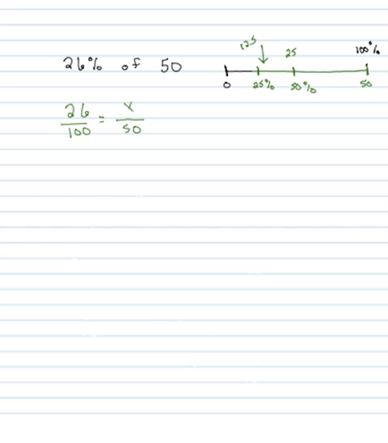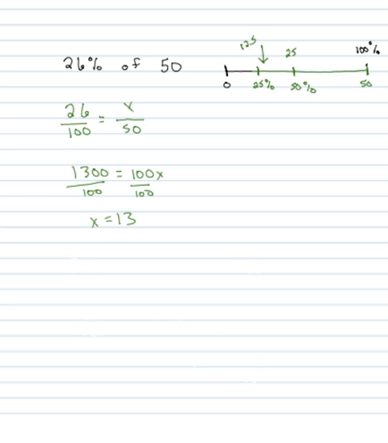So when we set up our proportion, that's going to be 50 times 26 when we do our butterfly method, which is 1,300 equals 100x. And then when we divide each side by 100, we are left with x equals 13. Now that does make sense because our original estimate was around 13 or 14. So 13 is 26% of 50.